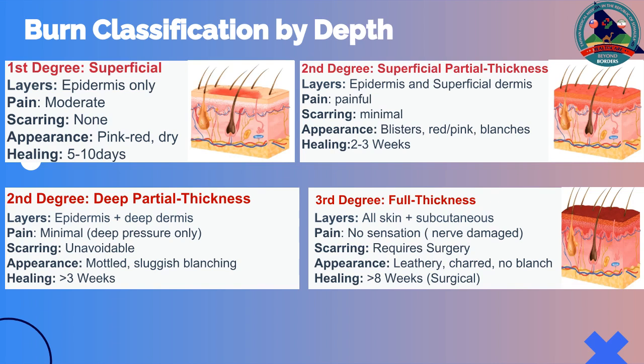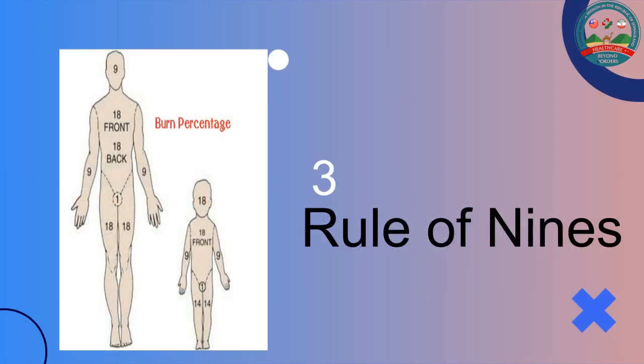Third-degree, full-thickness burns involve the entire skin layer and subcutaneous tissue. There is no sensation due to nerve destruction. The skin looks leathery or charred, and surgical intervention is required. Healing takes more than 8 weeks. Next, we will look at the rule of nines. This is an important method used to estimate burn surface area. Let's continue to the next slide for more details.